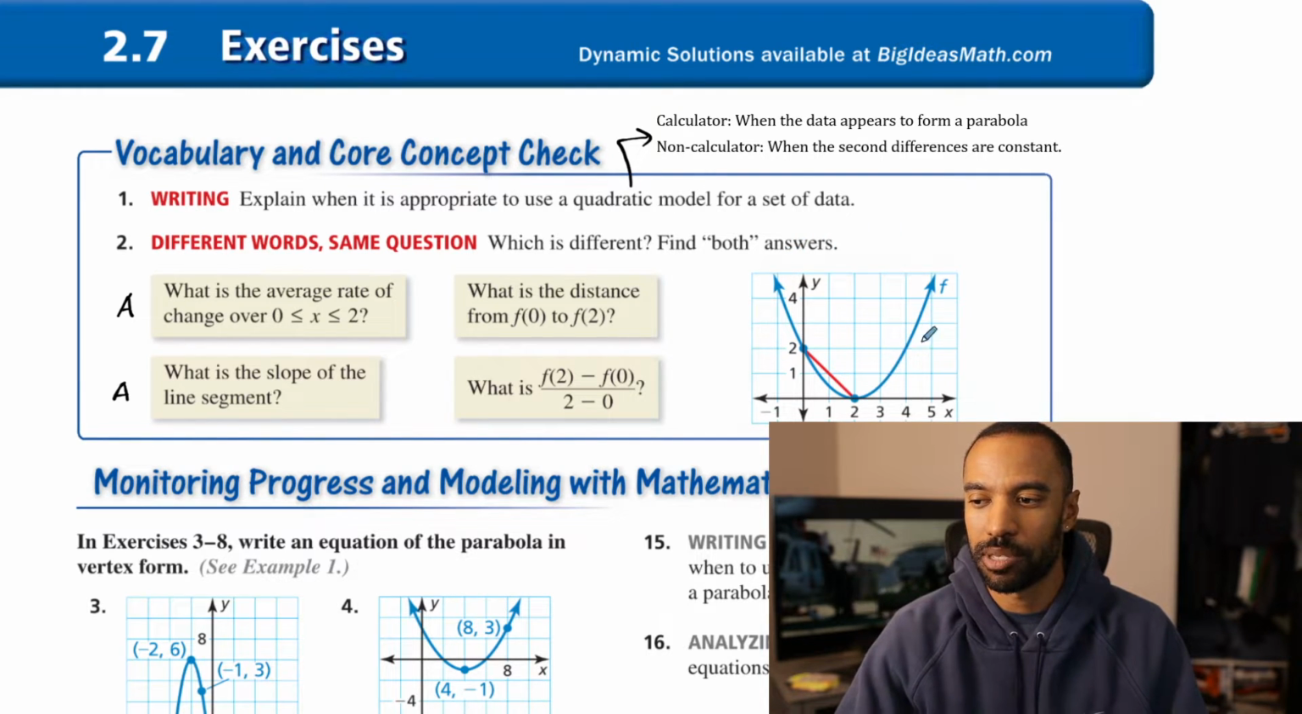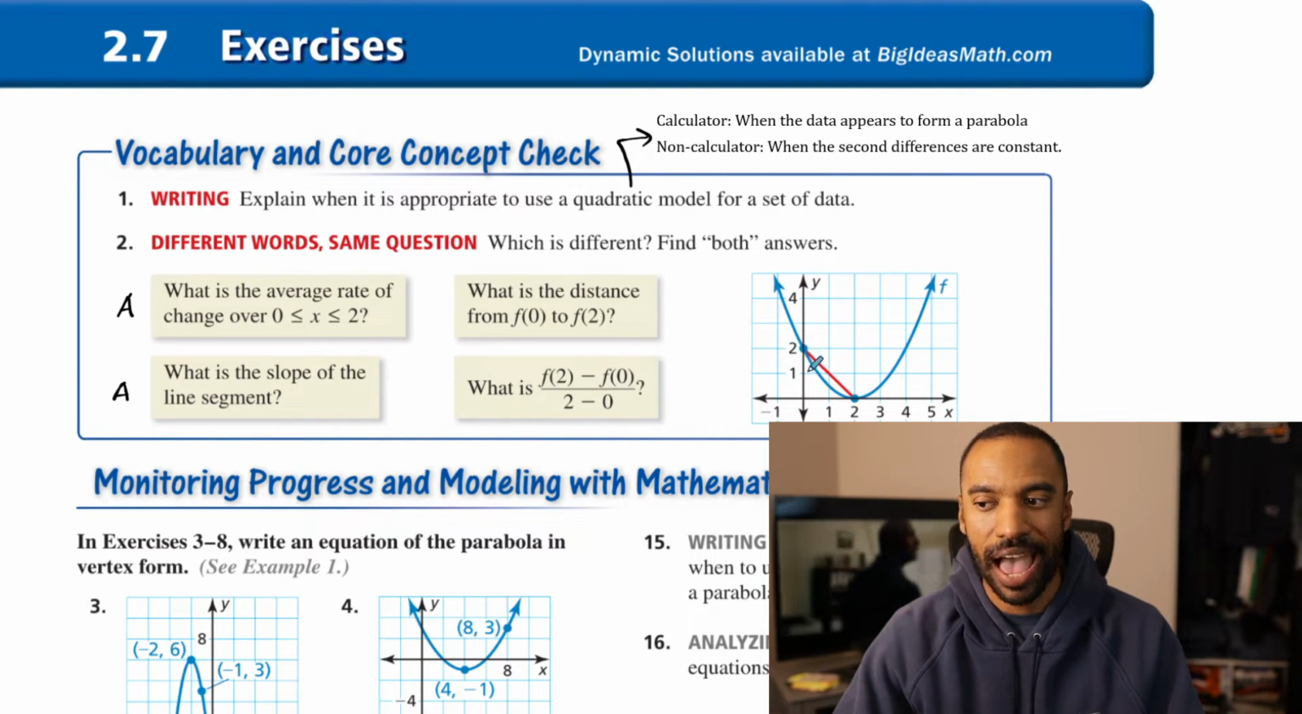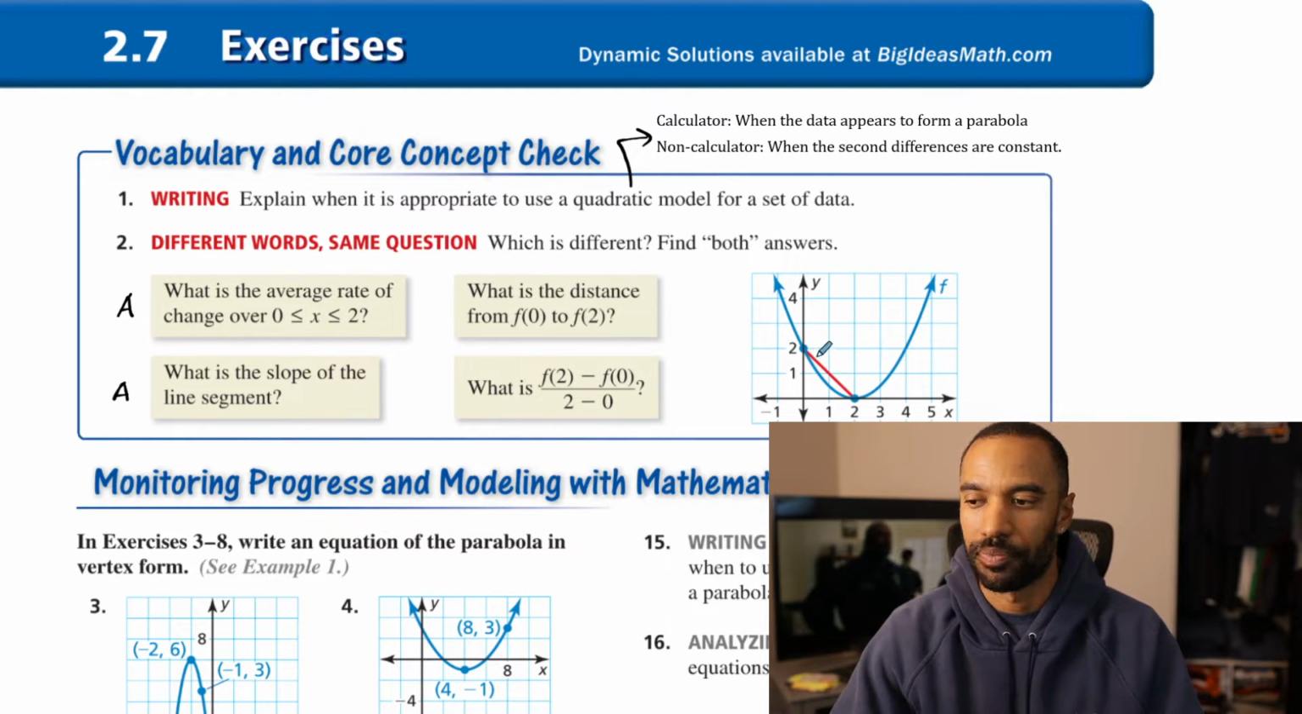Now remember, parabolas themselves don't have slopes, but if you want to average it over time, you can. Parabolas have an instantaneous rate of change. At every single point, it has a very specific slope, but not one single slope over time. This has a constant slope over this time.